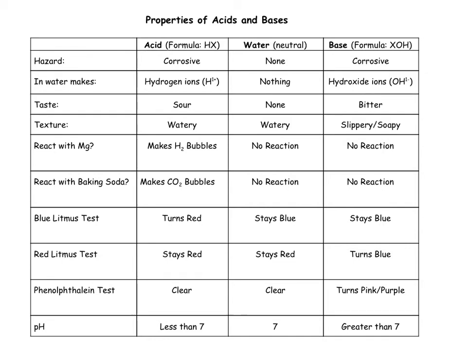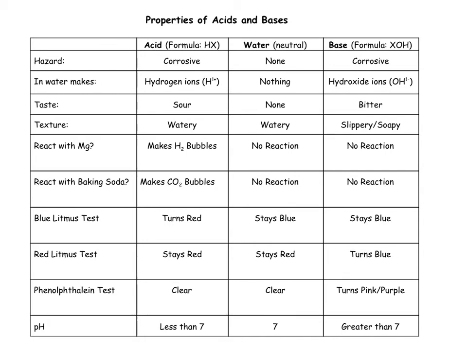We also have these chemical tests using what's called an acid-base indicator. An indicator is just a chemical that changes color depending on what solution it's in. So if it's in an acid, it's one color, but if it's in a base, it's another. And there's several acid-base indicators out there that we can use. Two very common ones are litmus and phenolphthalein.